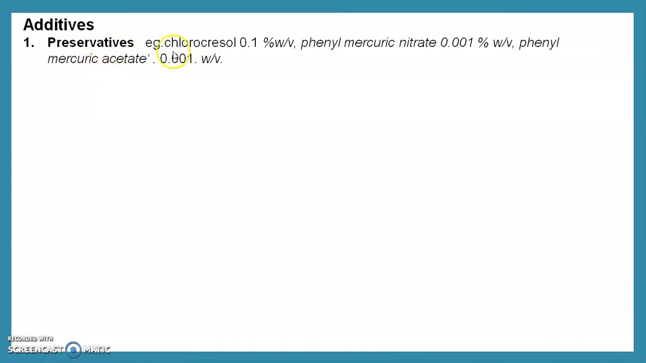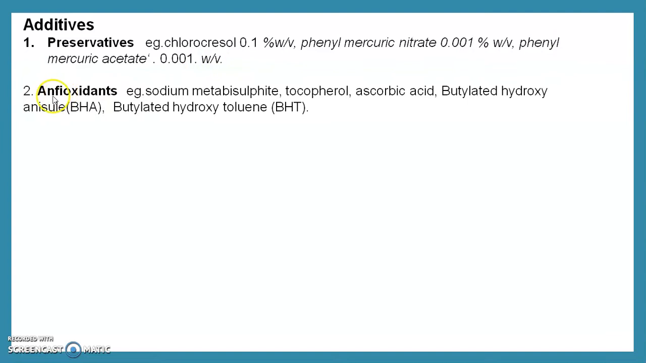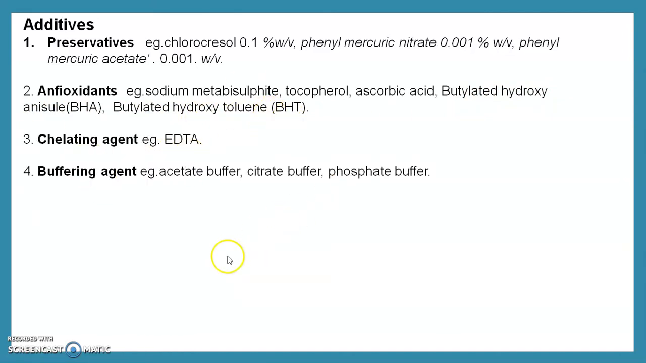First is a preservative. Examples are chlorocresol 0.1% W/V, phenyl mercuric nitrate 0.001% weight by volume, and phenyl mercuric acetate 0.001% weight by volume. The second additives used for the preparation of parenterals are antioxidants. Examples are sodium metabisulfite, tocopherol, ascorbic acid, butylated hydroxyanisole, and butylated hydroxytoluene. Chelating agent, example of it EDTA.